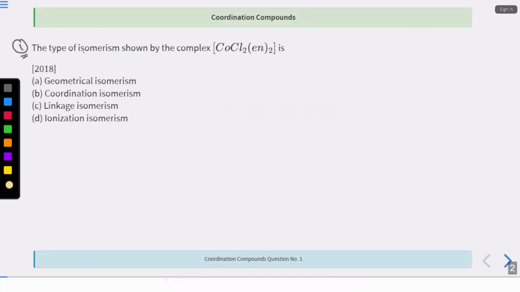The type of isomerism shown by this complex, CoCl2(en)2, is what? So basically the compound is CoCl2(en)2. Okay, so let's see.